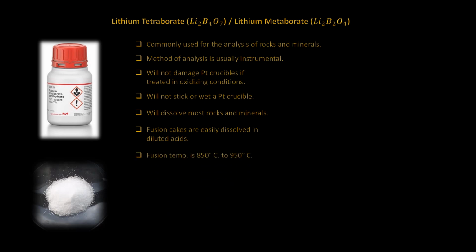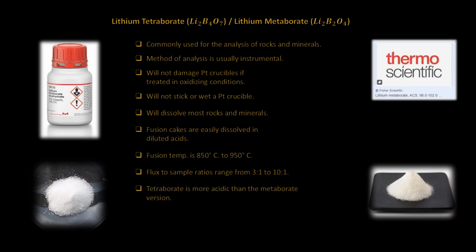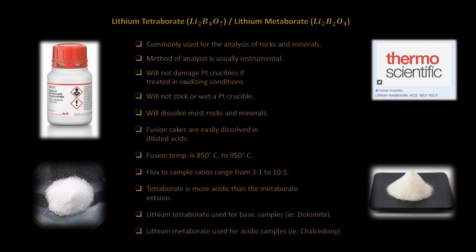Fusion temperatures range between 850 and 950 degrees centigrade. The flux to sample ratios range from 3 to 1 to 10 to 1, all of which depends on sample type. Tetraborate is more acidic than metaborate, and therefore it is used to decompose ore and concentrates that have basic characteristics, such as dolomite, whereas lithium metaborate is used for those acidic ores, for example, aluminum-bearing quartz samples such as chalcedony.